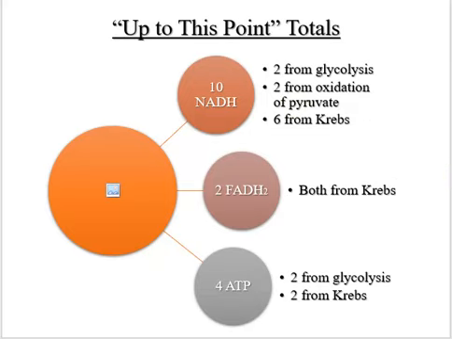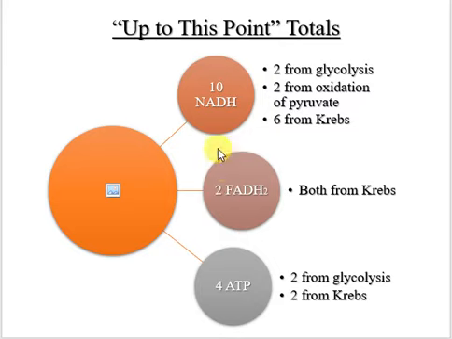Now what happens from here? Well, your NADH and FADH2 molecules are going to move into the fourth and final stage of cellular respiration, which is collectively referred to as oxidative phosphorylation, and it's more specifically comprised of the electron transport chain and a process called chemiosmosis.